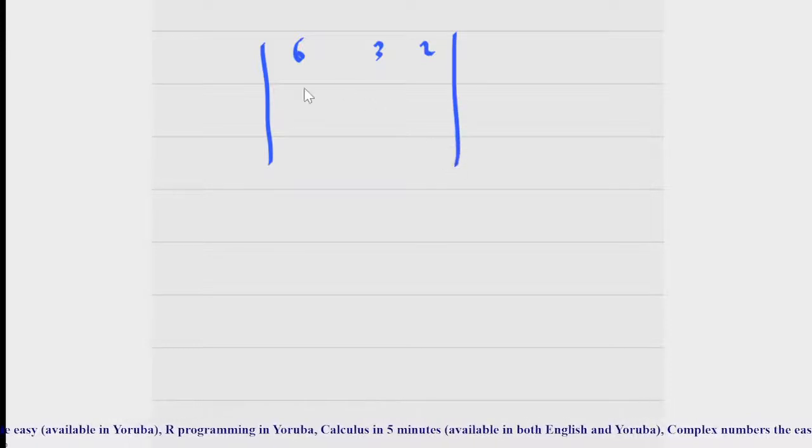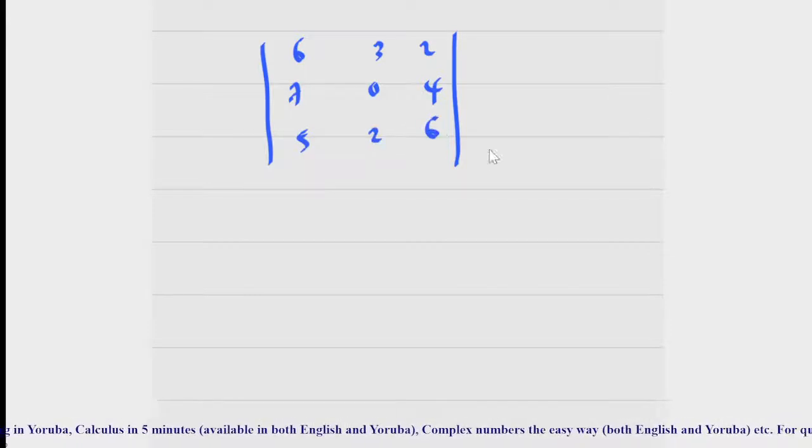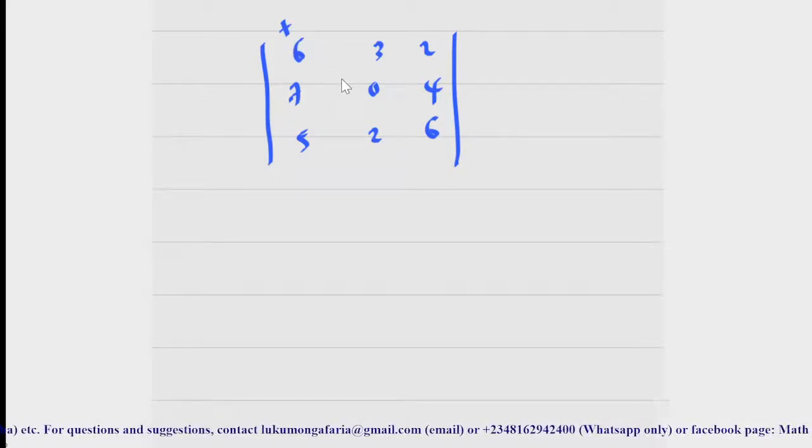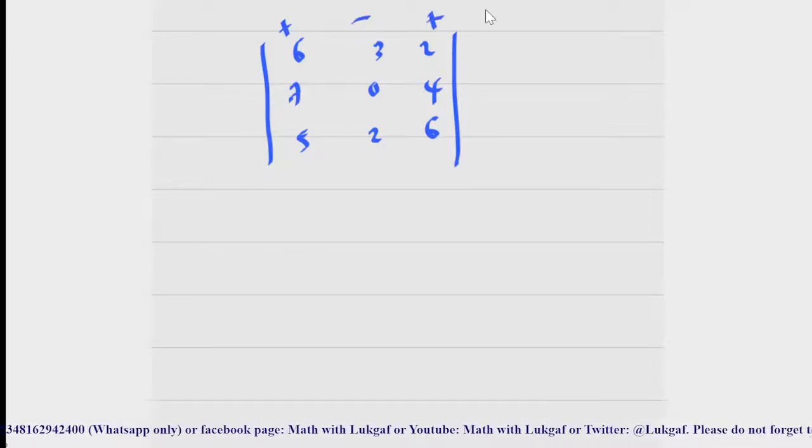The question again is, I have 6, 3, 2, 7, 0, 4, 5, 2, 6. So if you want to find the determinant of this matrix, don't forget you have to put your cofactor signs first. The cofactor is plus. Don't forget how I said you are going to obtain it. Once you add the subscripts of the position of the element, if it gives you even, then you are going to have positive. This is at row 1, column 1. 1 plus 1 is 2, which is even. This is at row 1, column 2. 1 plus 2 is 3, which is odd, minus. Then I said you are going to be alternating it: plus, minus, plus. I hope you understand now.